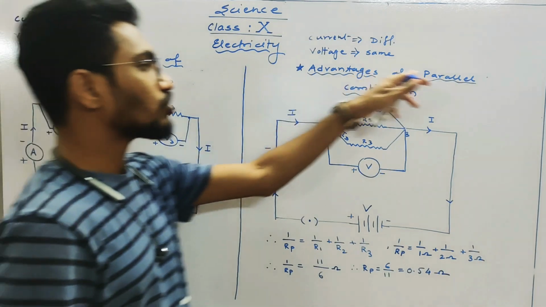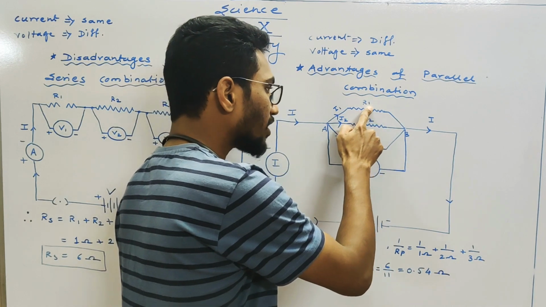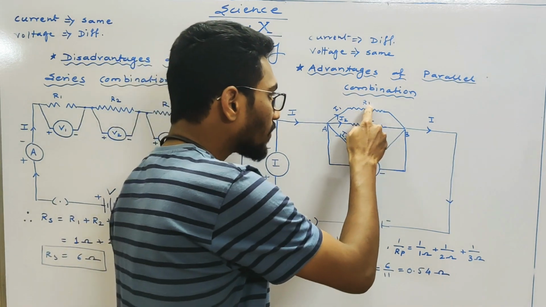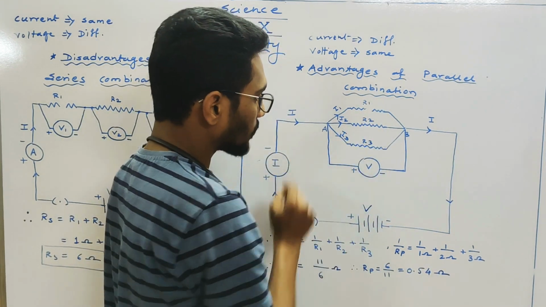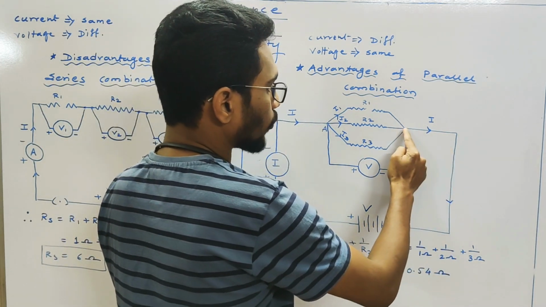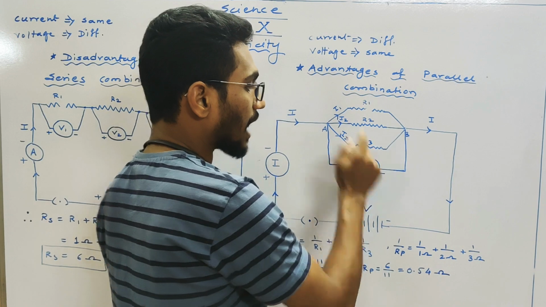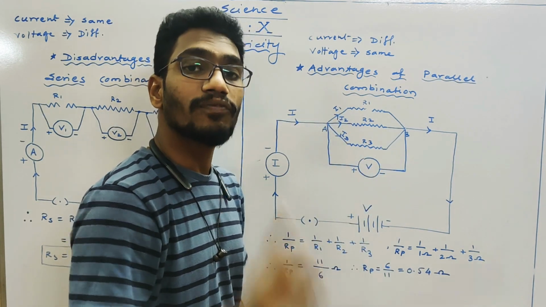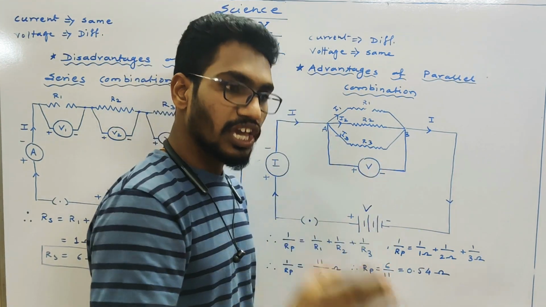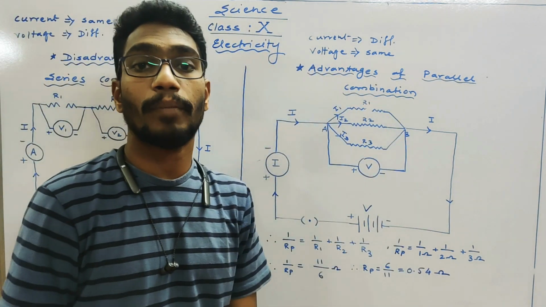Over this, what is the advantage of connecting them in parallel combination? In parallel combination, if one of the appliances gets damaged, if the bulb fuses, then what will happen? If R1 gets damaged, it does not affect R2 and R3 because the positive terminal of the battery is connected to point A and the negative terminal is connected to point B. If R1 gets fused, still there is a connection between A and B through R2 and R3. Are you getting me? So if one of the appliances gets damaged in parallel combination, it does not affect the other appliances. They work properly. This is the first disadvantage of series and advantage of parallel.